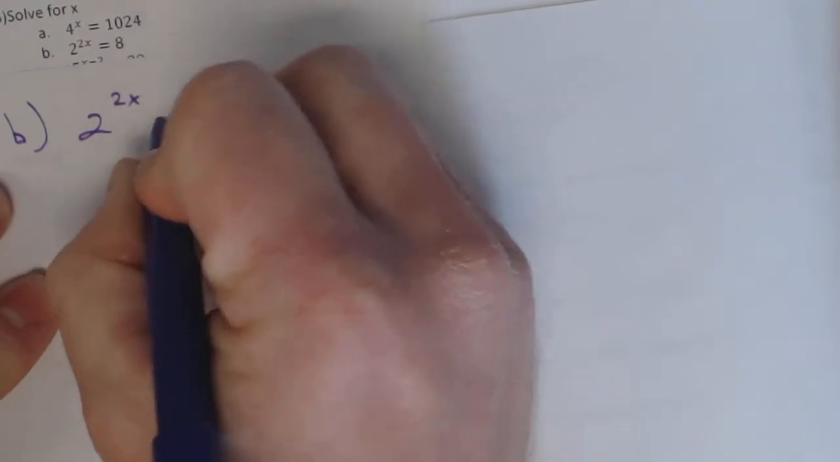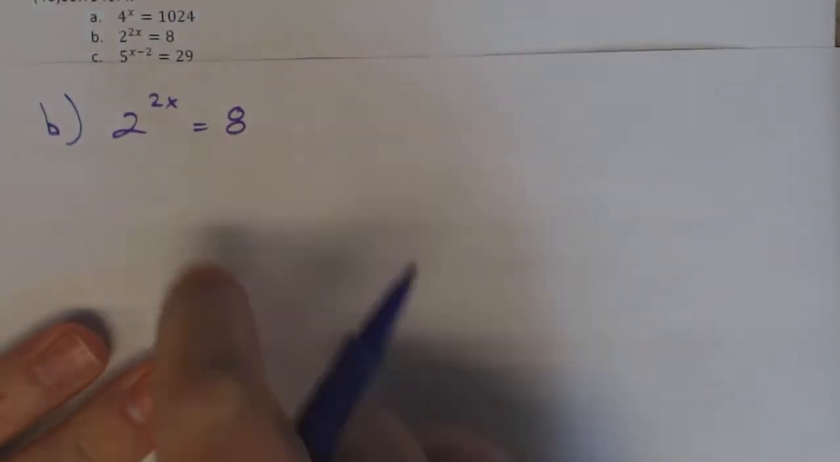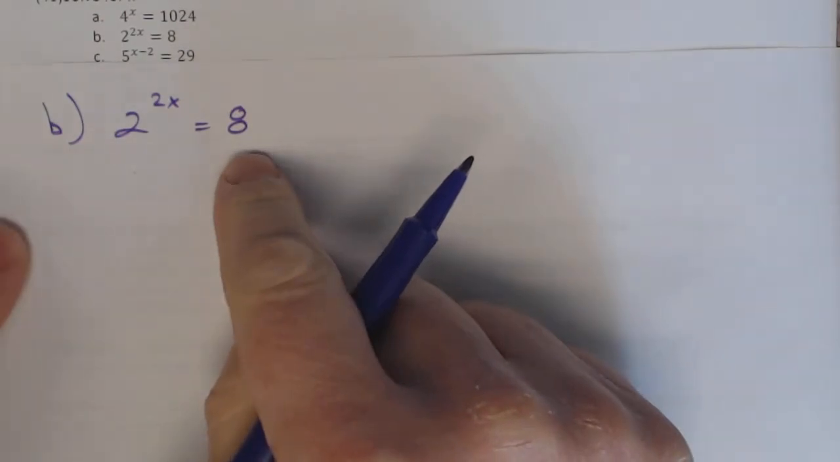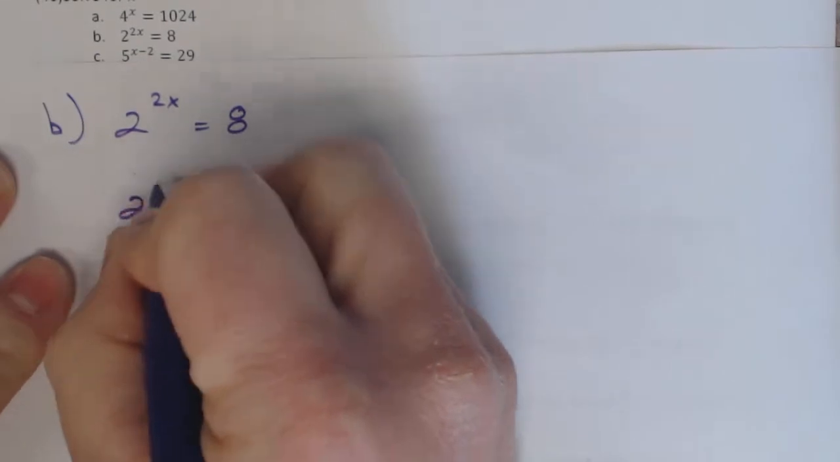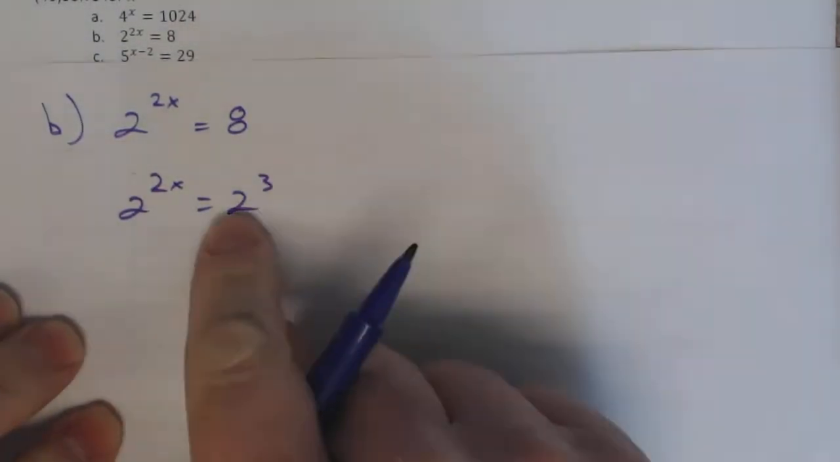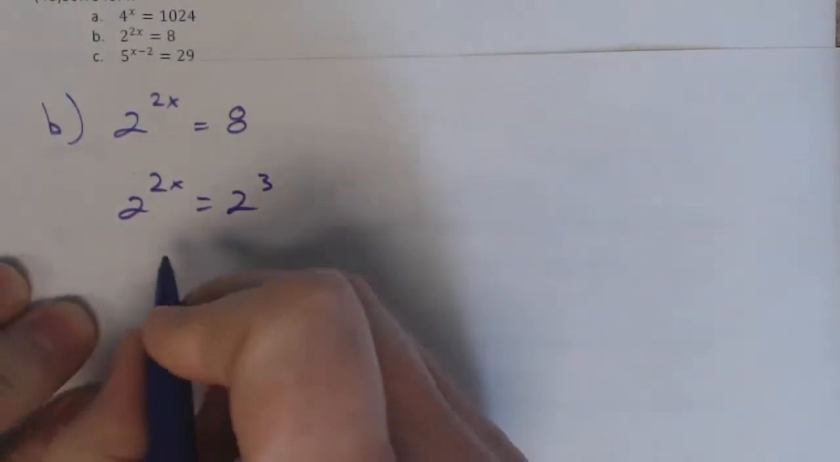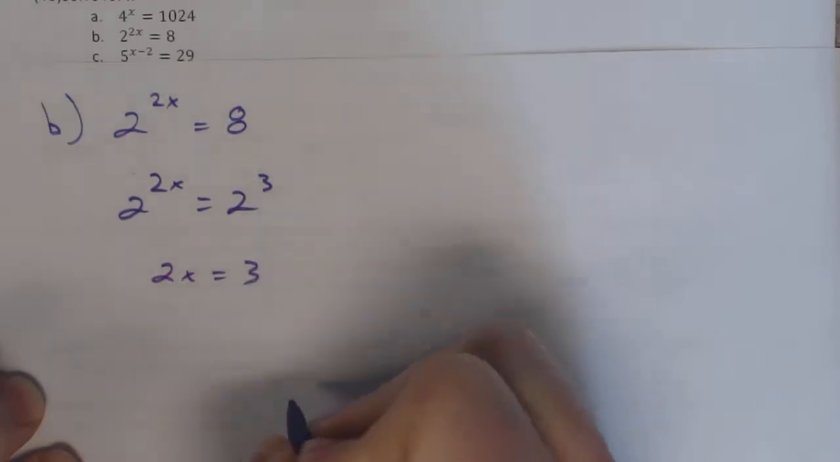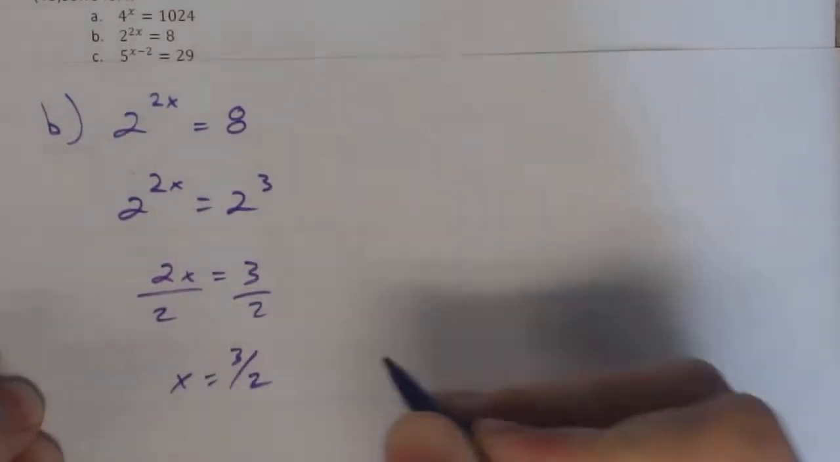2 to the 2x equals 8. Well, 2 to the third power? 2 times 2 is 4 times 2 is 8. So if I could rewrite that other guy as 2 to the third power, 2 times 2 times 2 is 8. So now I have the same bases, I can set the powers equal. And then divide by 2, your x is 3/2, 1.5.